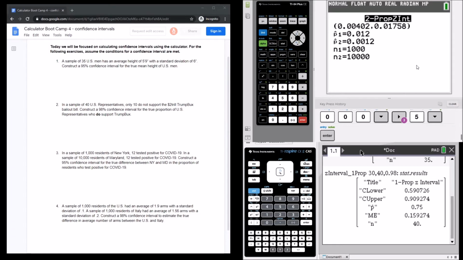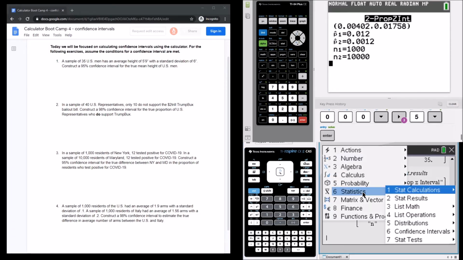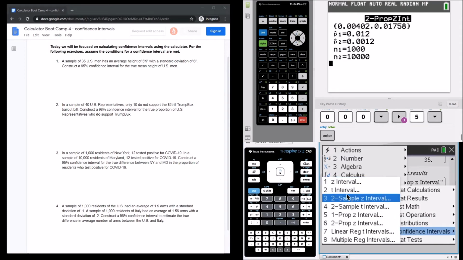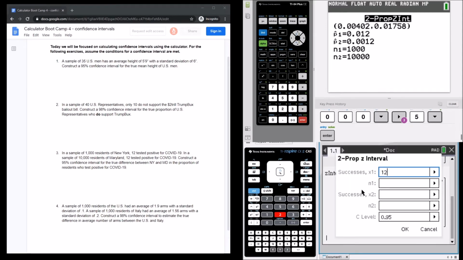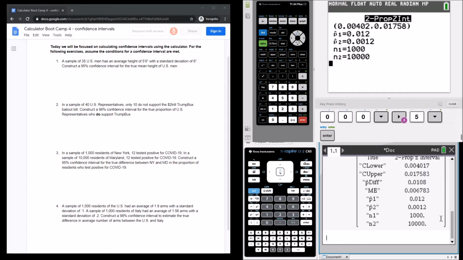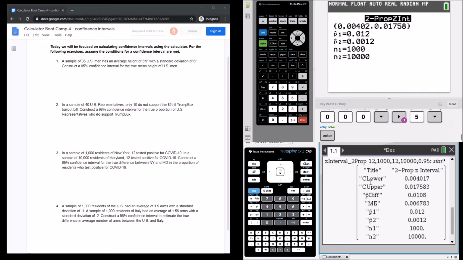I'm going to repeat this process on the Nspire so you guys can see that. So we're going to go to Menu, Stats, Confidence Intervals. We got a 2 proportion Z interval here. We're going to enter 12 successes, 1,000 trials, that's New York. We have 12 successes out of 10,000 trials in Maryland, and we are using a 95% confidence level. So we'll run that through, and lo and behold, we get the same lower bound and the same upper bound.